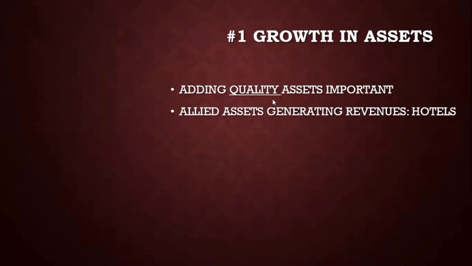We need to continuously assess as investors if the REIT is adding quality assets to the portfolio. Secondly, are there enough allied assets generating revenues? For example, in case of Embassy REIT, there is a small quantum of hotel assets which are generating decent revenues. So these kind of spread out the risks over time, and the quality of the assets becomes very important over time.